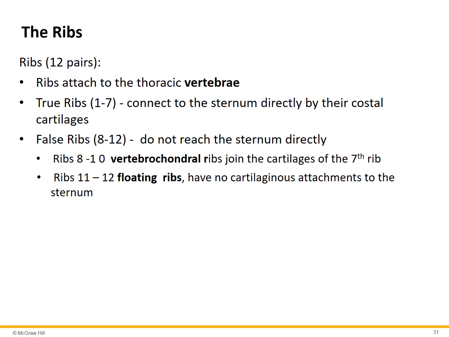The false ribs are called false because they do not reach the sternum directly. So ribs 8, 9, and 10, right? These are vertebrochondral ribs, which isn't a term that we use in lab, okay, but they're just false ribs, and their cartilage kind of piggybacks onto the cartilage of the 7th rib. Ribs 11 and 12 are floating ribs. They don't have any attachment to the sternum, right?